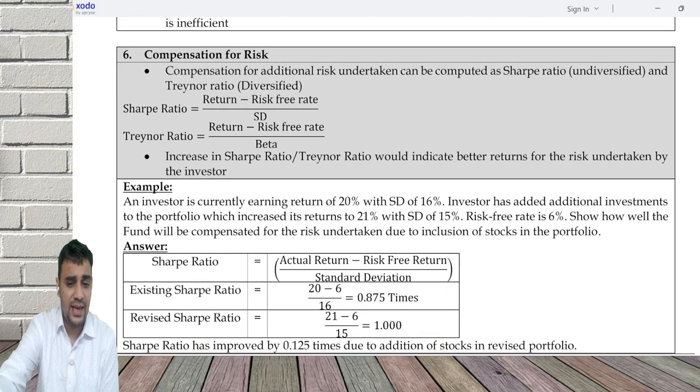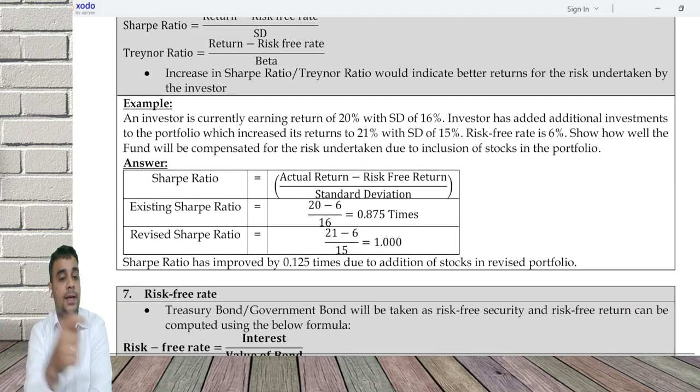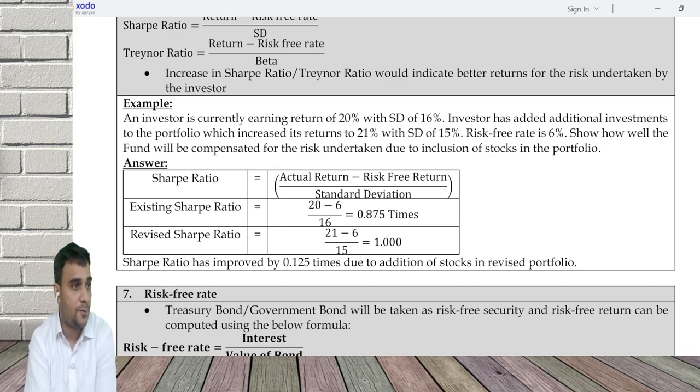Let's see an example. An investor is currently earning a return of 20% with a standard deviation of 16. The investor added an additional investment which increased the return to 21 and SD has gone down to 15. I know it's very good. But now I want to put a number for this. Why is it very good? Return is going up, risk is going down. How do I put a number? I can put a number by calculating Sharpe ratio. If Sharpe ratio is improving, it means you have been compensated really well for the extra risk which has been taken by the investor. Clear? Any doubts in this?